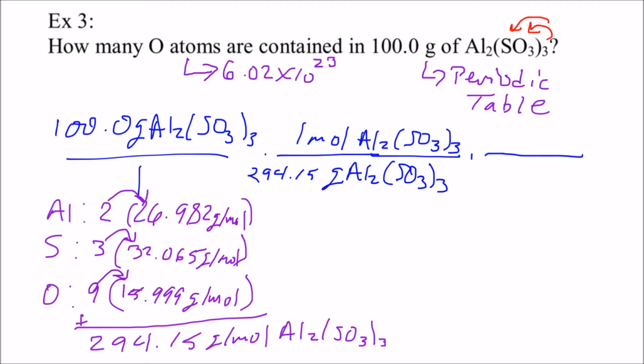Whatever unit you have on top, same unit you have to have on bottom. So we're going to bring moles of this stuff down. And how many moles? The answer to that question is always 1. So 1 mole of the whole thing is equal to 9 moles of oxygen.